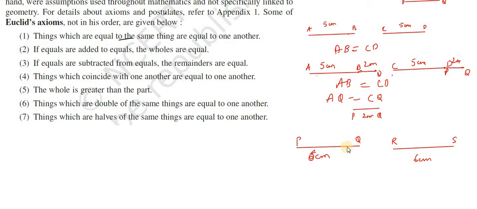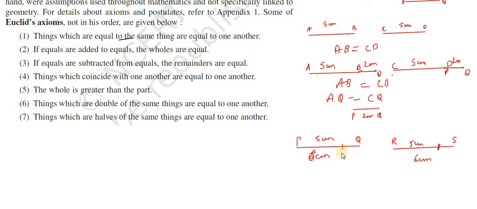Now what I am doing here, I am cutting 1 centimeter on both sides. So what is the remainder? Again here 5 centimeter, and again here 5 centimeter. But that is the third statement: if equals are subtracted from equals, the remainders are equal.